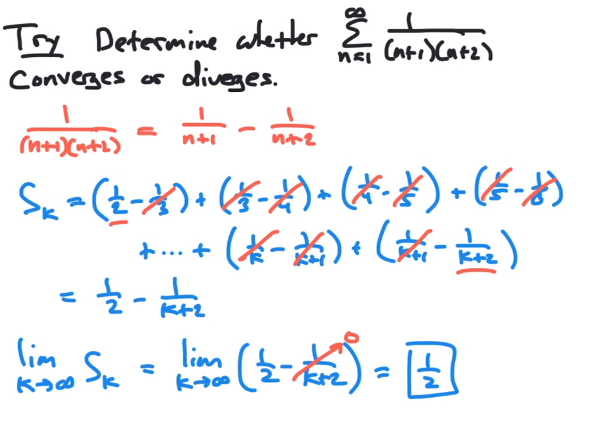We then take the limit as k goes to infinity of this partial sum. We know that 1 over k plus 2 will have a limiting value of 0. And so we're left with the sum of our series being the limit of our sequence of partial sums, which is 1/2. And therefore our series converges to 1/2.